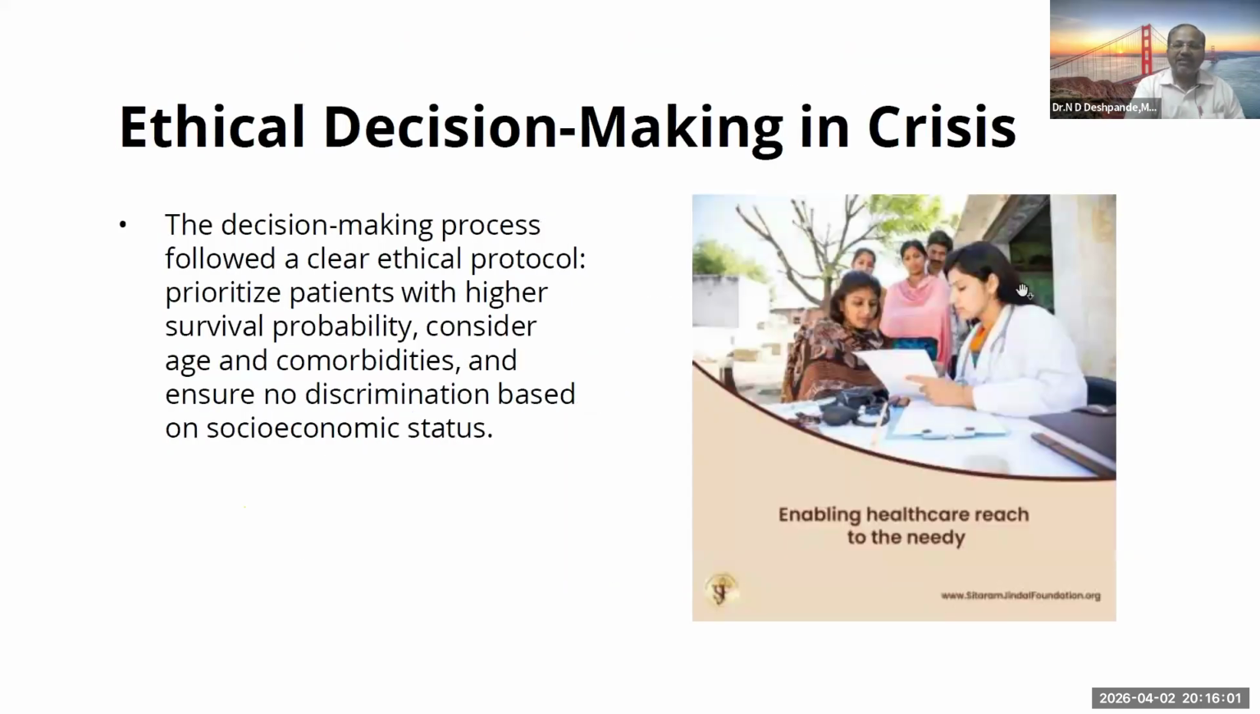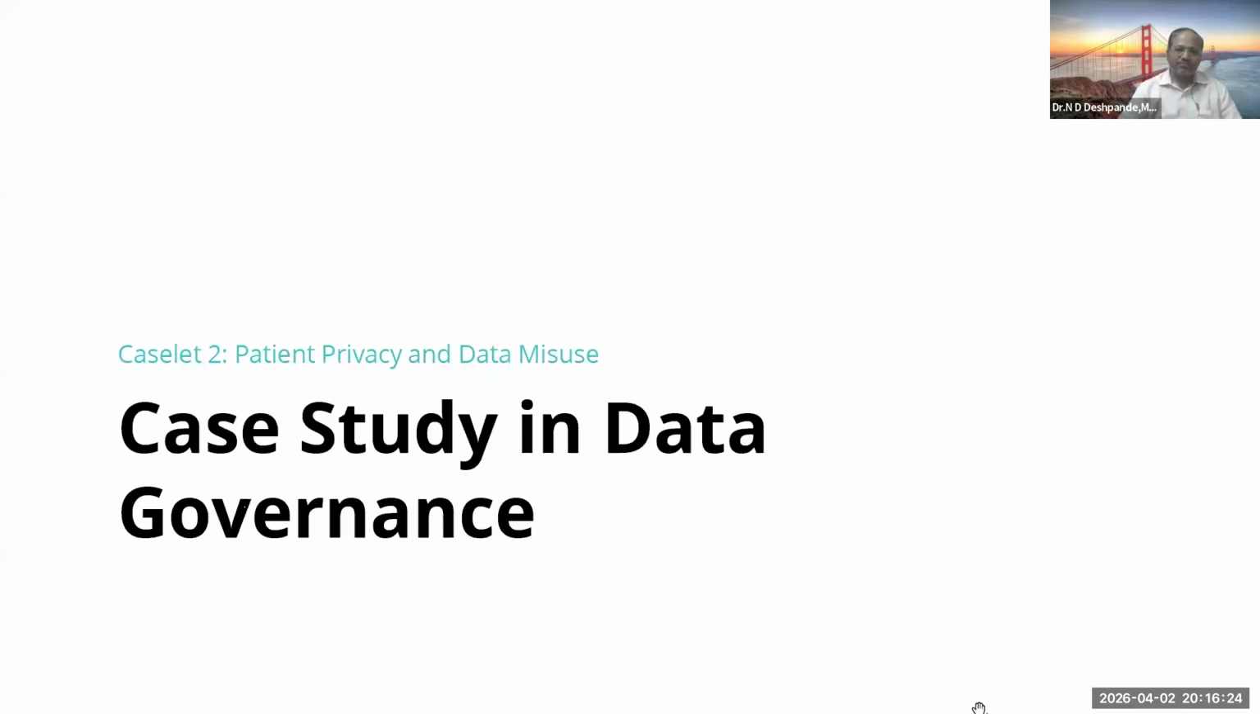So ethical decision making in crisis is all about following a clear ethical protocol, prioritize the patient's higher survival probability, and consider age and comorbidities, and ensure no discrimination based on socio-economic status, because healthcare should reach the need. Everyone who needs the healthcare should be provided ethically.